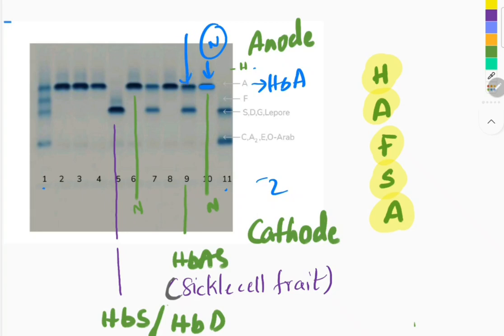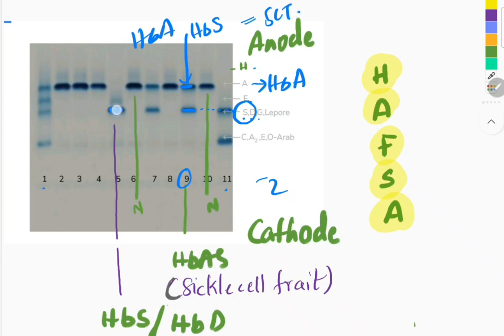Now, look at this one, guys, my patient 9 here. Yes, here it is positive, right? And here also it is positive. So that means he has got HbA, right? And this stands for what, guys? Mostly, when I say S, D, G, Lepore, we take into consideration S and D only. So he has got HbA and HbS. That's how you interpret. HbA is there, HbS is there, which means it is a sickle cell trait.